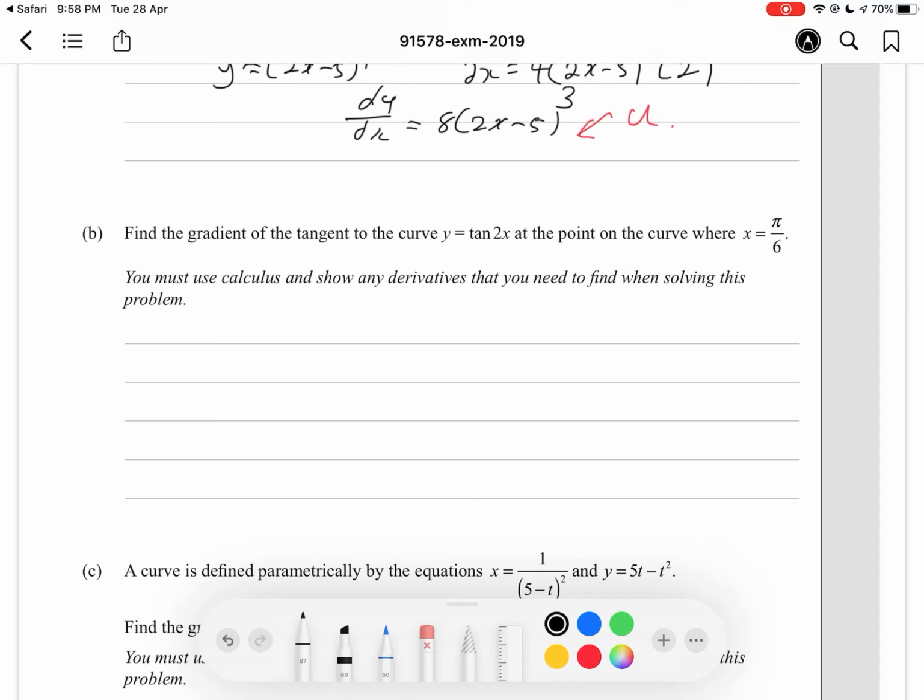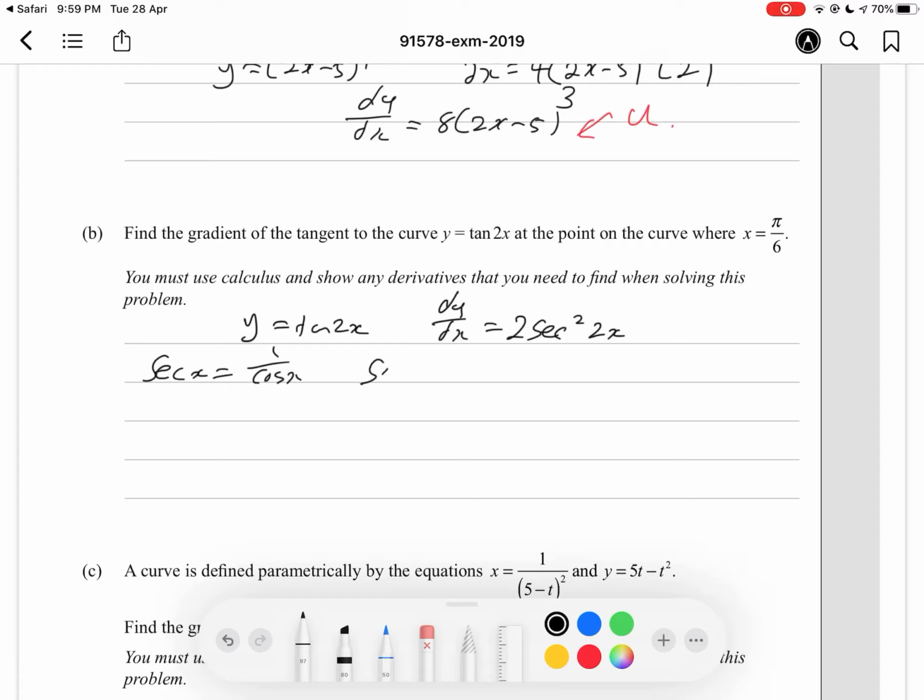Yeah, tan x differentiates to sec squared x. Okay, so y equals tan 2x. Therefore, dy over dx equals 2 sec squared 2x. Remember, you have to multiply by the derivative of the inner function as well. So the derivative of 2x is 2, so you need to times everything by 2. So it becomes 2 sec squared 2x.